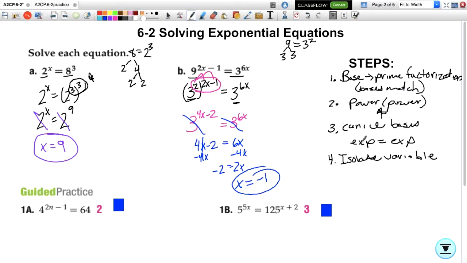Cancel your bases and set your equation as exponent equals exponent, because in order for them to be equal, right, they have to have the same exponents. And then isolate your variable so that you can find your solution.